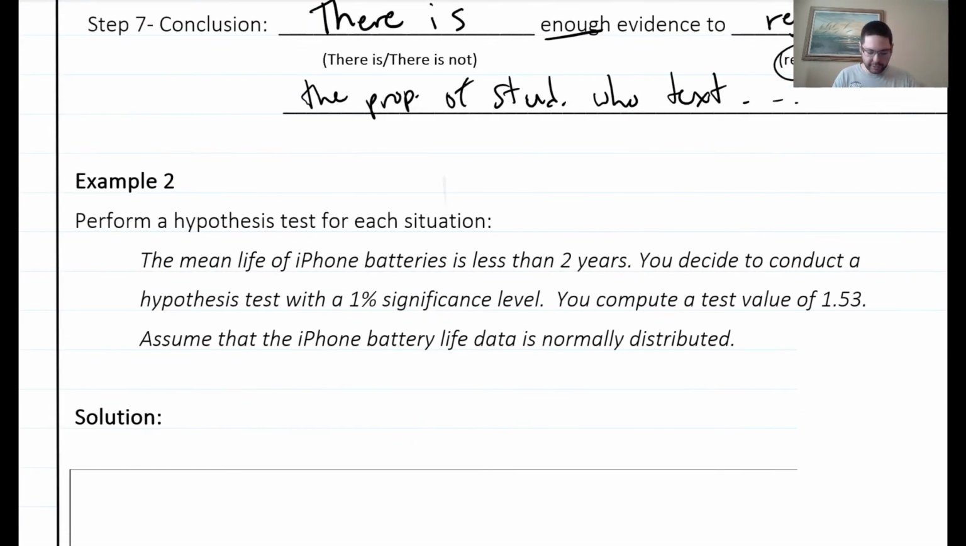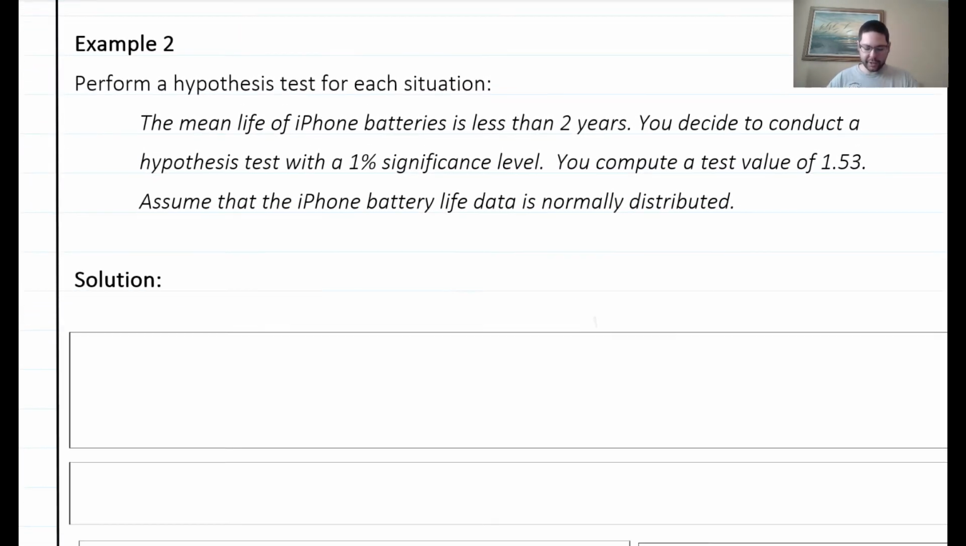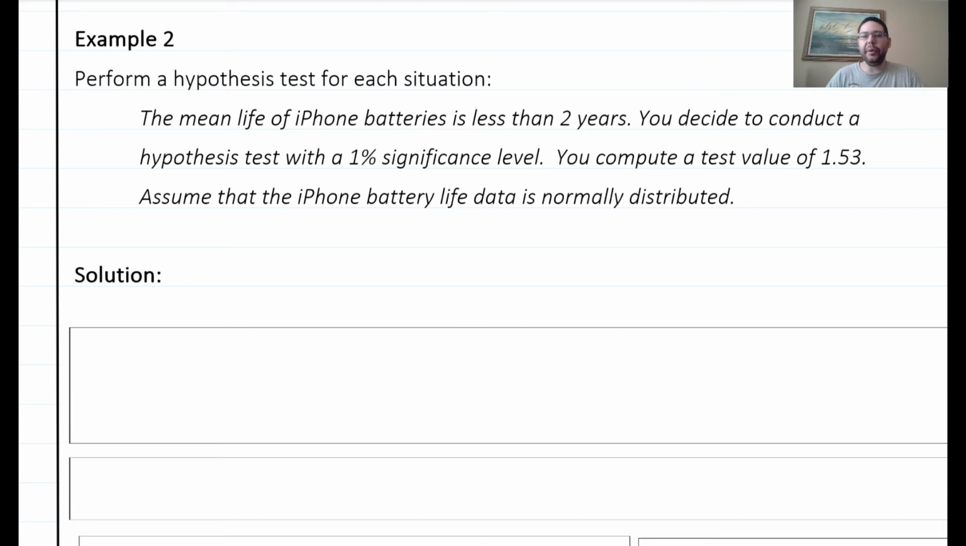All right, so let's look at the next example. Perform a hypothesis test for each situation. The mean life of iPhone batteries is less than 2 years. You decide to conduct a hypothesis test with a 1% significance level. You compute a test value of 1.53. Assume that it's normally distributed.